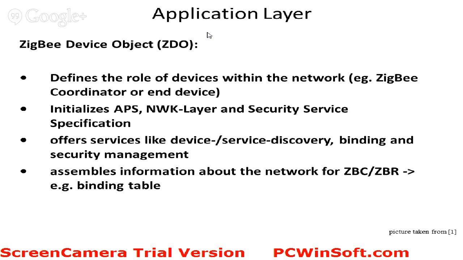It defines the role of devices within the network, number one. Then it initializes the application support layer, network layer, and the security specification. Offers services like device discovery, object service discovery, binding, and security management, and assembles information about the network for the coordinator or the router. That is the binding table. It can be direct or indirect.